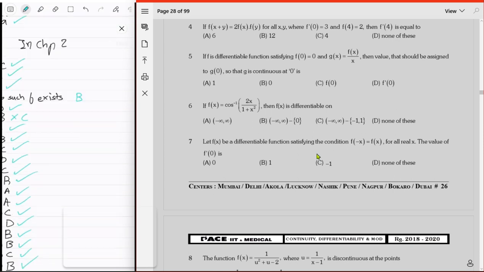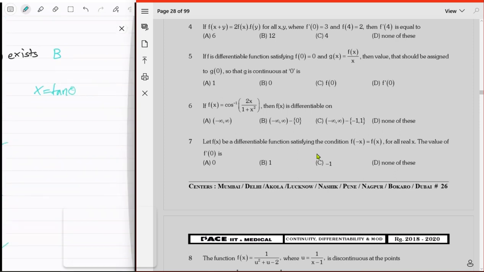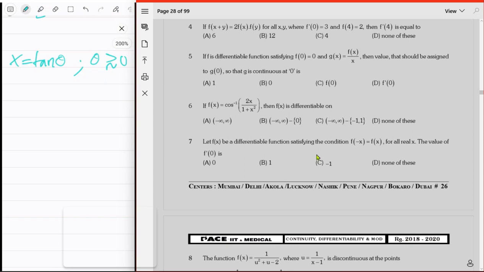Okay, let's do this thing. X is equal to tan theta, where theta is something bigger than 0, okay? And it's actually very small. So theta is bigger than 0, but it's approximately equal to 0, right? Then this thing just becomes what? Cosine inverse of cosine of 2 theta, so it's 2 theta, right?